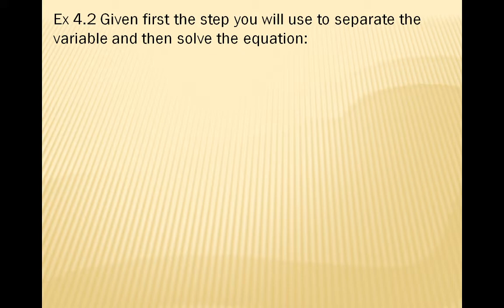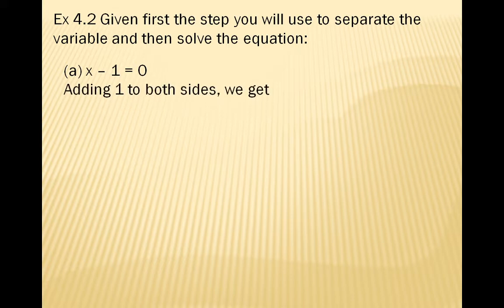So as the first step, you will separate the variable and then solve the equation. My first equation is x minus 1 is equal to 0. Now adding 1 to both sides. Why are we going to add here? Look at here. There is a negative 1. So to cancel this one we have to do exactly the opposite. We have to use the opposite number. So negative 1 and its opposite number is positive 1.